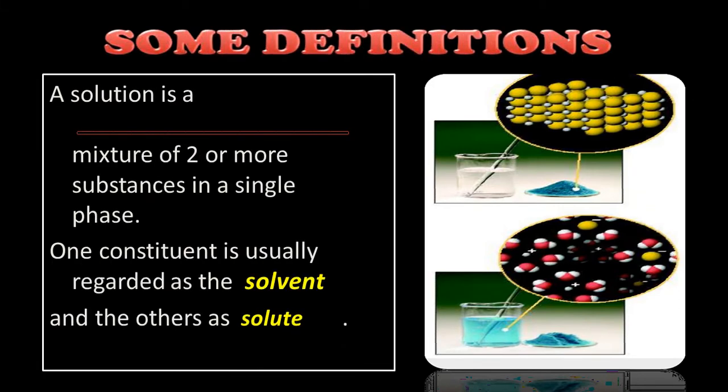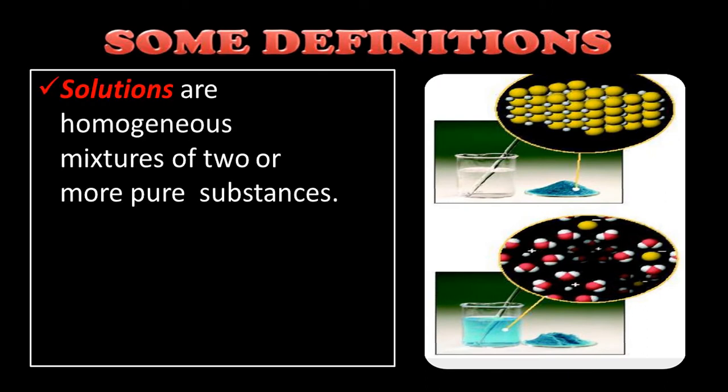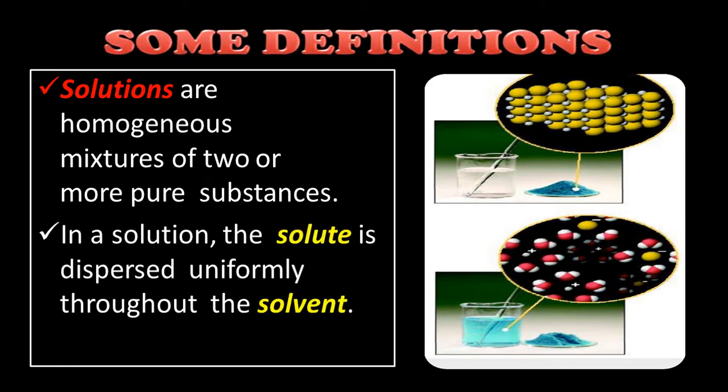Some definitions. We will remember what we mean by a solution. A solution is a mixture of two or more substances in a single phase. One constituent is usually regarded as the solvent. So here the particles will be the solvent and the others are the particles of solute. Solutions are homogeneous mixtures of two or more pure substances. In the solution, the solute is dispersed uniformly throughout the solvent. Here we have the solute particles dissolved inside the solvent.